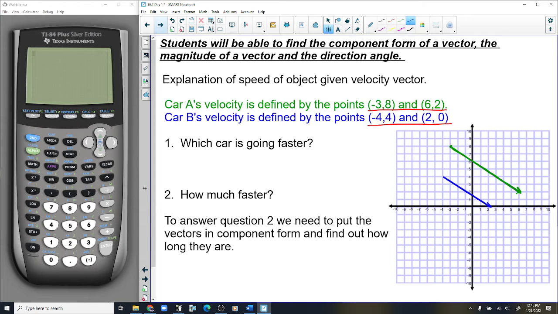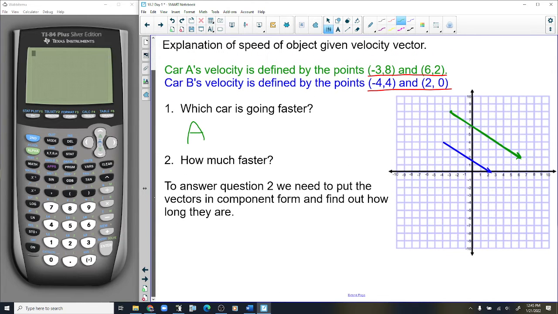Which car is going faster? Well, if we look at the lengths of the vectors, or the magnitudes of the vectors, I wanted to make it very clear that car A is going faster. But now let's discuss how much faster. Let's give it a value. To answer question 2, we need to put the vectors in what we call component form and find out how long they are. So the magnitude, well, no, let's go component form.